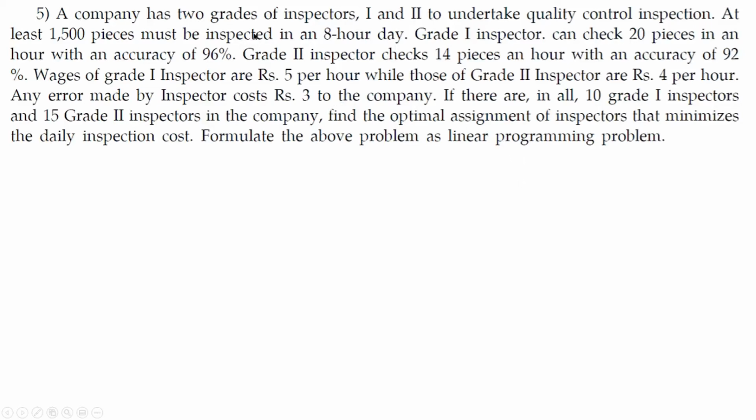So here we can see that there are two grades of inspectors 1 and 2 who undertake quality control inspection, and at least 1500 pieces must be inspected in an 8-hour day. It is given grade 1 inspector can check 20 pieces and the accuracy is 96%. Grade 2 inspector checks 14 pieces in 1 hour and the accuracy is 92%. The wages for grade 1 inspector is rupees 5 per hour and for grade 2 inspector it is rupees 4 per hour. Any error made by the inspector costs rupees 3 to the company. And there are in all 10 grade 1 inspectors and 15 grade 2 inspectors. We need to find the optimal assignment of inspectors that will minimize the daily inspection cost. So this is an assignment problem.